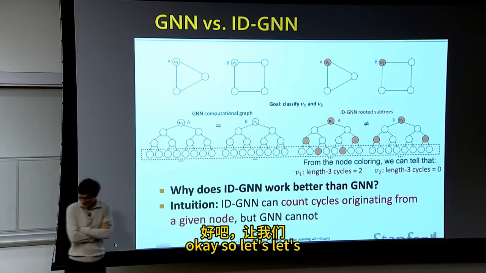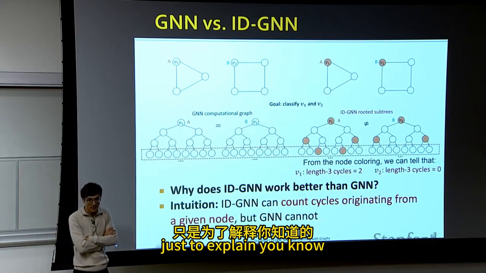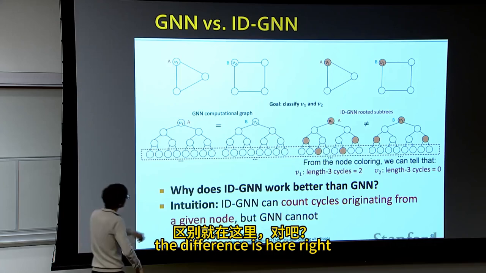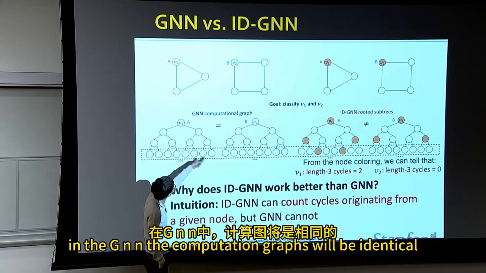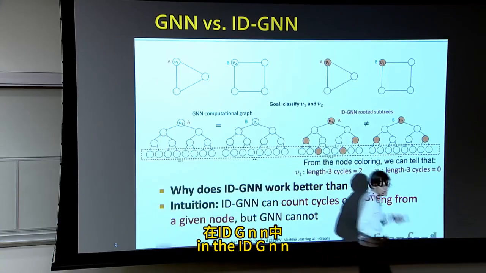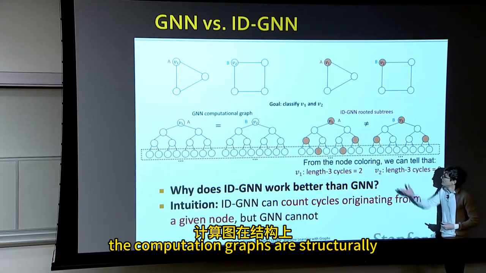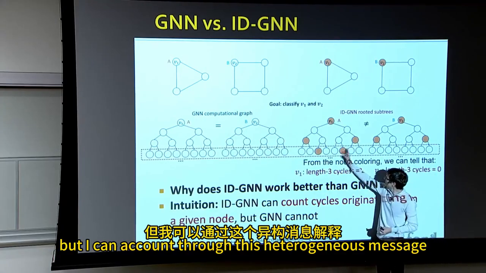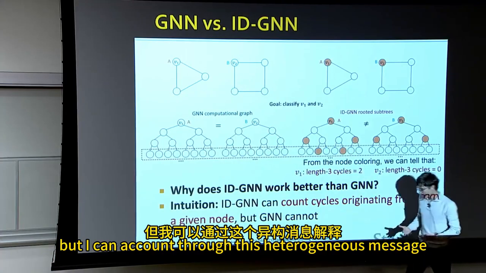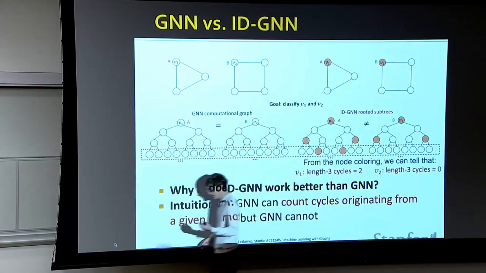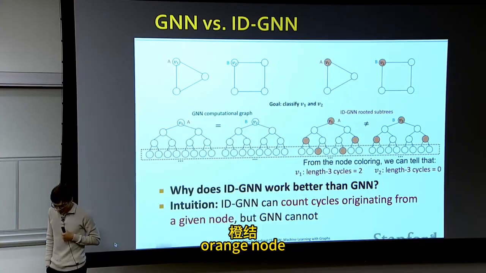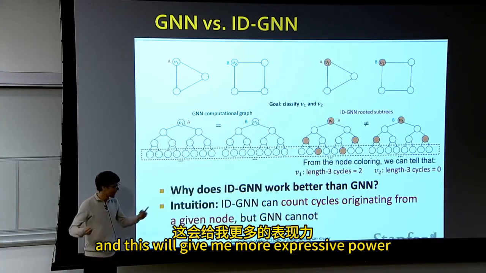Okay, so just to explain, what's the difference between GNN and an IDGNN? The difference is here, right? In the GNN, the computation graphs will be identical. In the IDGNN, the computation graphs are structurally equivalent, but through this heterogeneous message passing I can account for the identity of the node, for having this special orange node. And this will give me more expressive power.